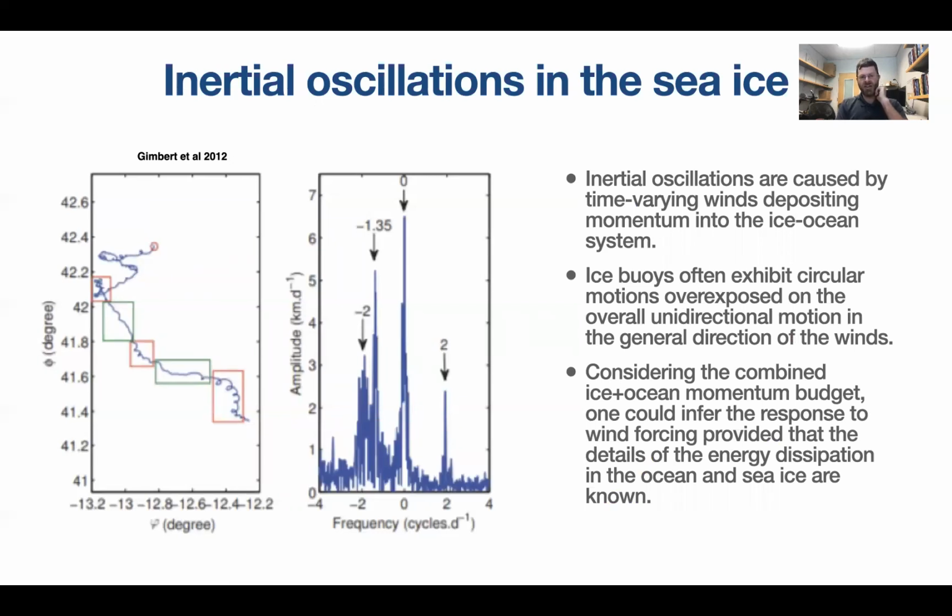And on the right side of the figure, what we have here is the Fourier spectrum of the velocity of the buoy. And we can see a number of different peaks in this buoy. We have the 0, which is your mean drift value. We have the plus and minus 2, which correspond with the components of the velocity with the tides. And we have this minus 1.35, which corresponds to the Coriolis frequency.